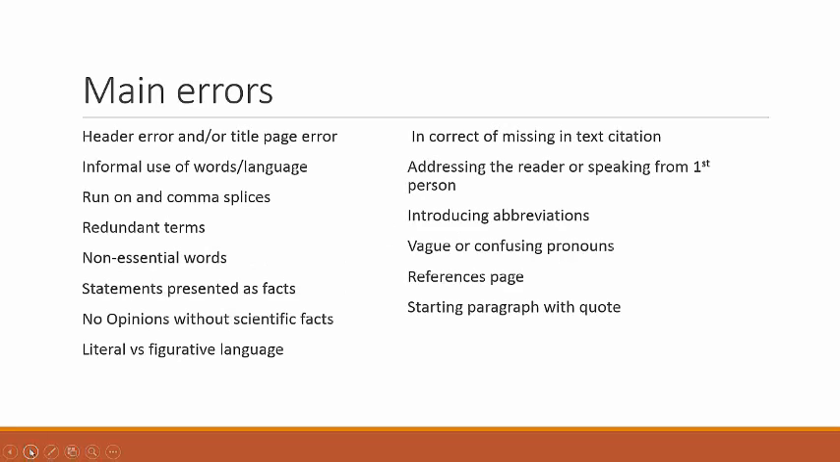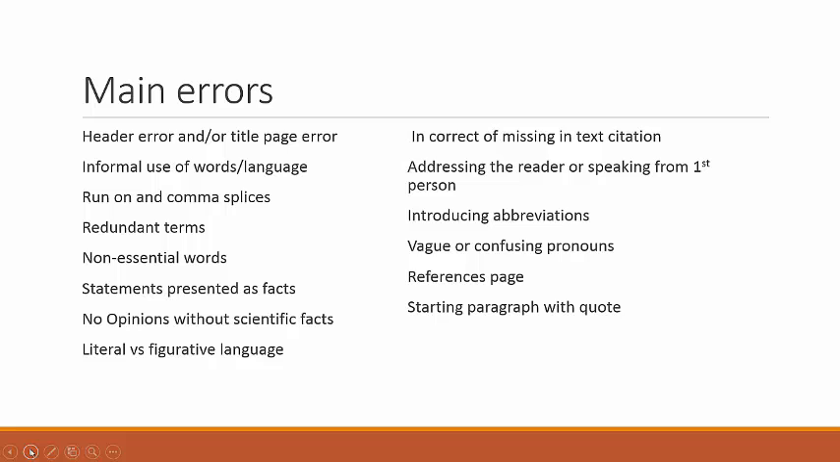Some of the main errors that I saw in everybody's papers were header errors and/or title page errors, informal use of words or language, run-ons and comma splices in your sentences, a lot of redundant terms and non-essential words. I can give some examples in a little bit. Also, statements presented as facts. It's always important to cite what you found. And a lot of people put their opinions in there.